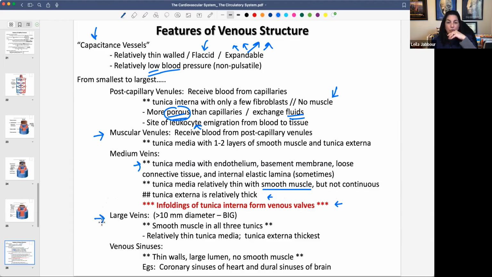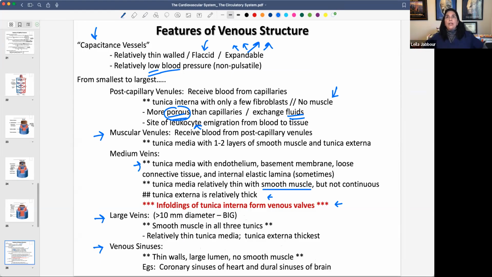Okay, so in large veins, the smooth muscles are in all the three tunics, because we really need those muscles to move that blood upwards. And the venous sinuses have these very large lumen, no smooth muscles. For example, coronary sinuses of the heart, the dural sinuses of the brain. We're talking about really large spaces. That's what we're talking about.